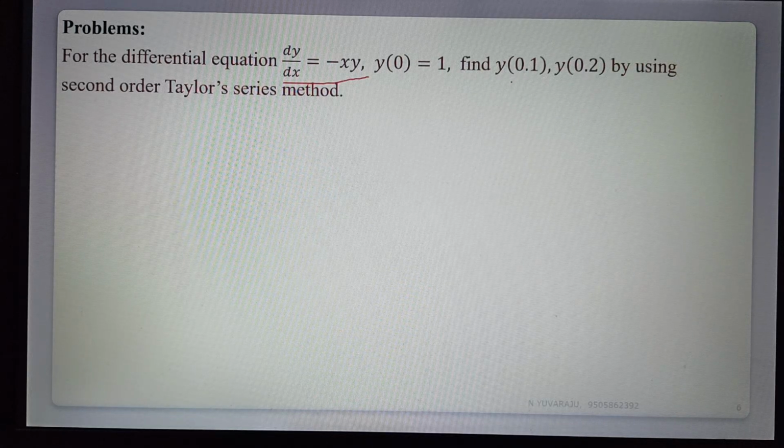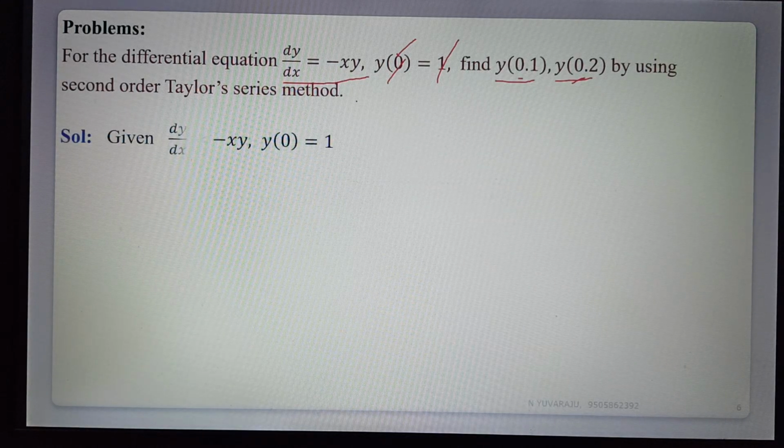So we are observing here, we have to find y of 0.1 and y of 0.2. What is the initial condition? Y of 0 is equal to 1, and x naught is equal to 0, y naught is equal to 1. And the next approximation: 0.1, 0.2, so what is the step length? The step length is 0.1. Adding 0.1 to all values, x0, 0.1, next adding 0.1, 0.2. That is the way to find the two values here, y1 and y2, that is y of x1 and y of x2.